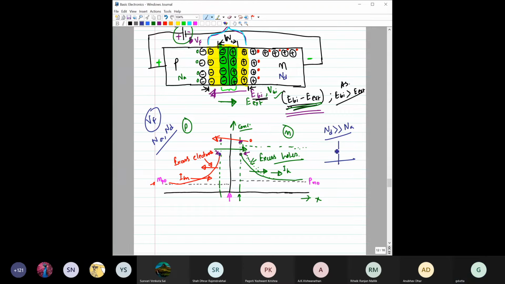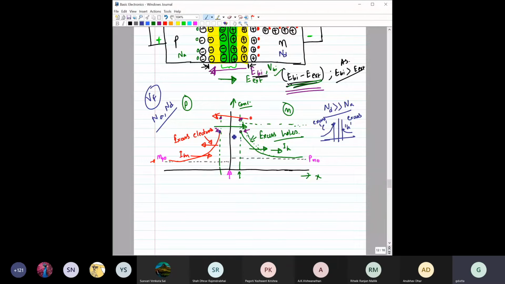Yes, sir. Okay, so for this, let me also put it here. This would be the excess electron and this would be the excess hole. Fine. So this would be the concentration of excess electron and this will be the concentration of excess hole.